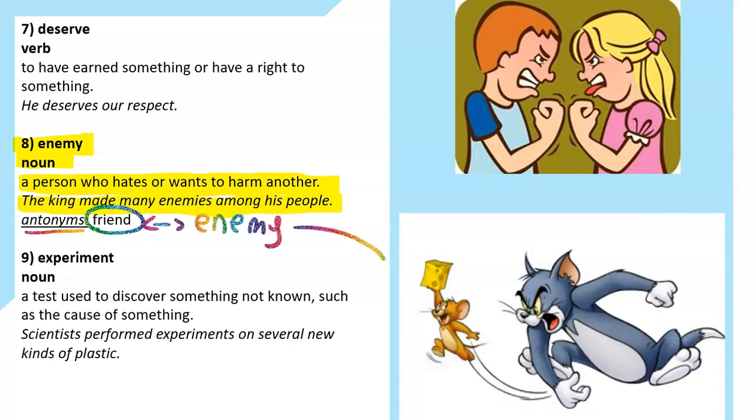For example, I can say Tom and Jerry are enemies. They don't like each other. They want to hurt each other. Or I can say the boy and the girl are enemies.